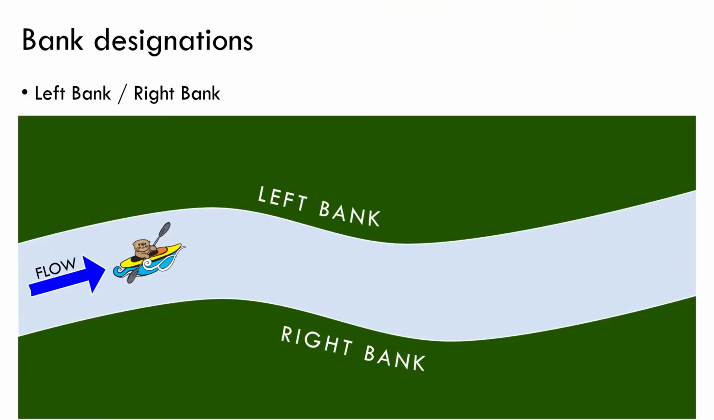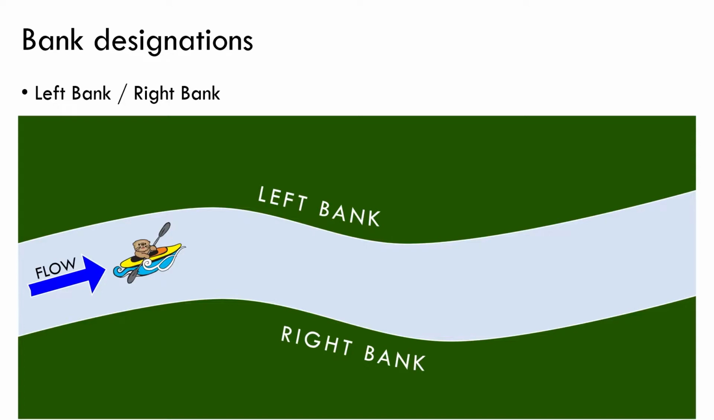So one thing I want to talk about real quick, and this is something that we use in river science, and it actually comes from river running, so kayaking and paddling, and it's what we call the bank designations. You'll hear me talk a lot about right bank and left bank when we talk about where a feature sits on the river. We're talking about the idea that if we're in the river flowing downstream, which bank is on our left and which bank is on our right.